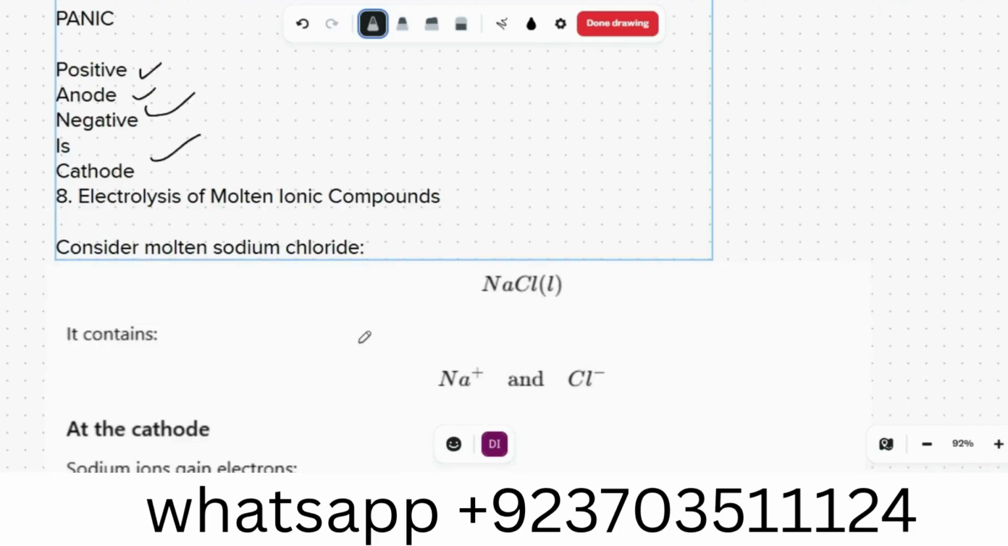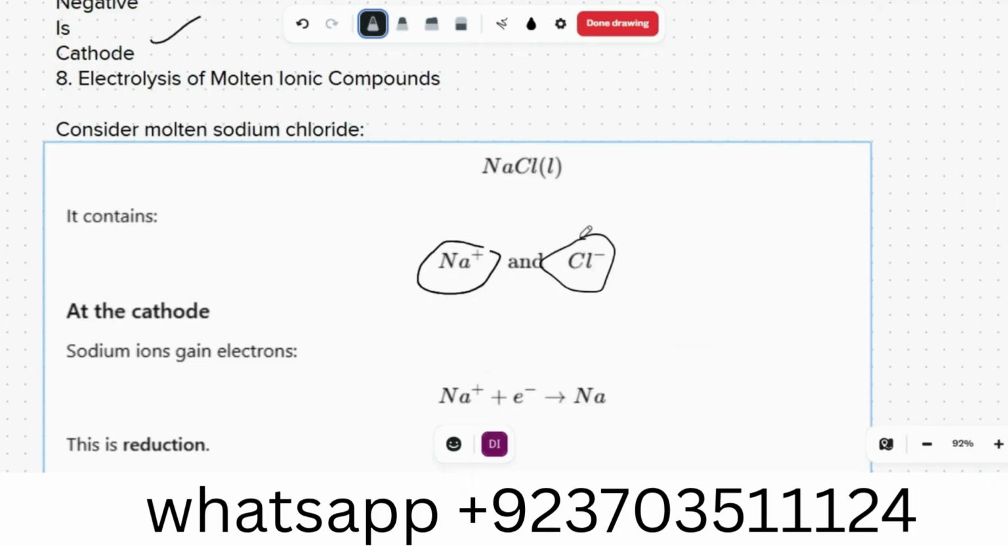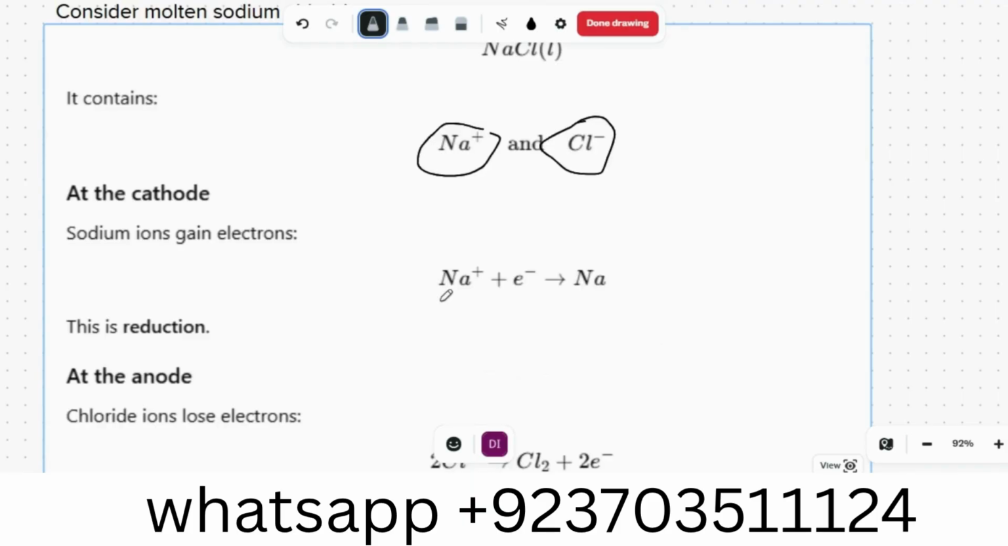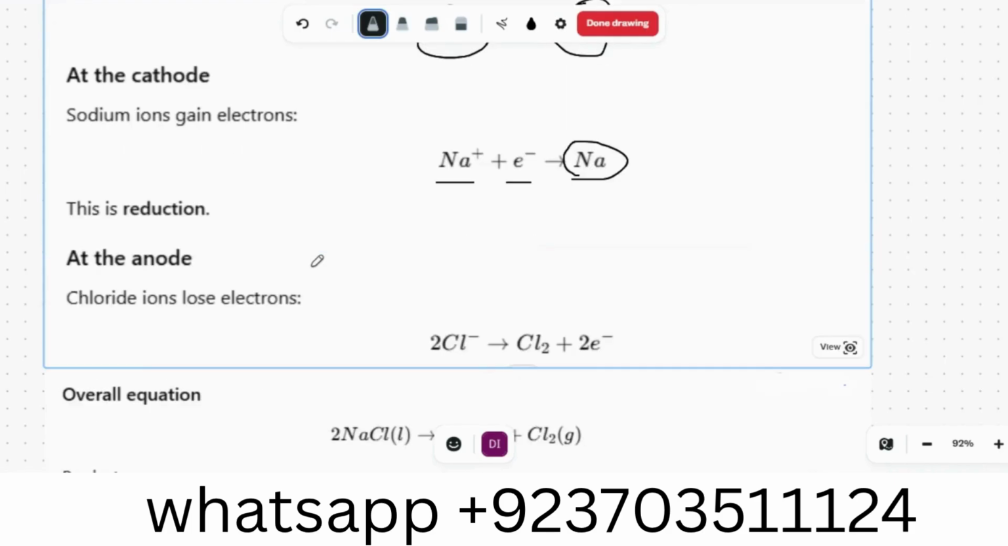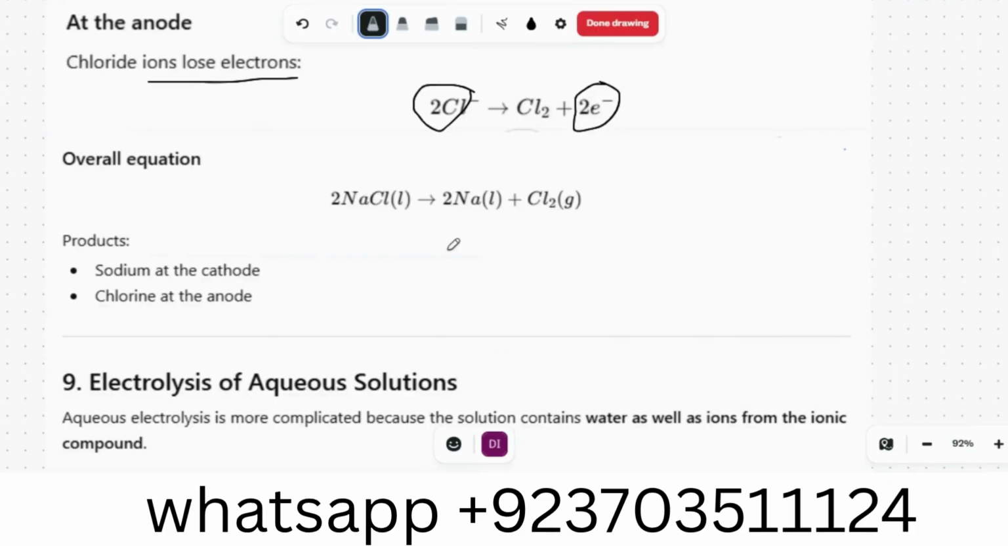Electrolysis of molten ionic compounds. Consider molten sodium chloride. Na is positive whereas Cl is negative. At the cathode, sodium gains one electron and becomes sodium metal. This is reduction because it gains an electron. Chloride ions lose electrons, so 2Cl⁻ will lose 2 electrons and become Cl2 gas, and it will go into the air in gas form. If we want to collect it, we can also collect it.